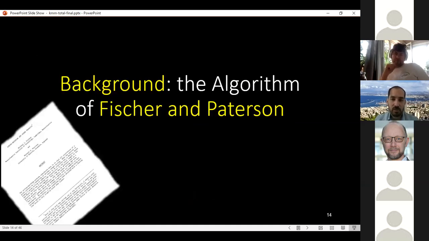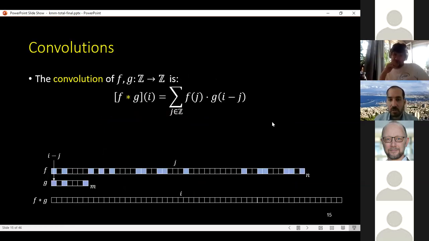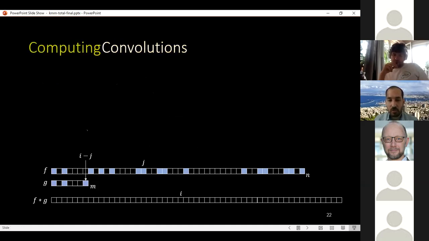So first of all, I want to start from the background, because we somehow base on it and use ideas from the classic algorithm of Fischer and Paterson. Their algorithm is based on two mathematical definitions. The first definition is the definition of convolution. If we have two functions f and g from Z to Z, the convolution of f and g is a new function where the value of the convolution at position i is defined as a summation over all the j's. For each j, we take f(j) times g(i minus j), which means we go over all the pairs of indices in f and g whose sum is i, and we multiply the actual values of the functions in these positions, and we sum this value into position i.